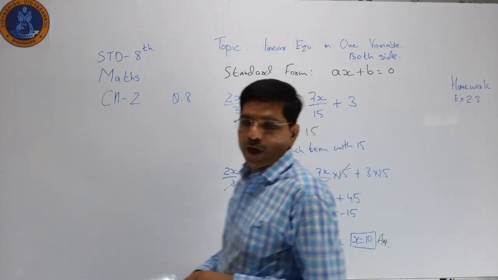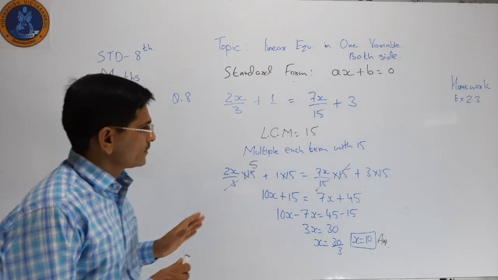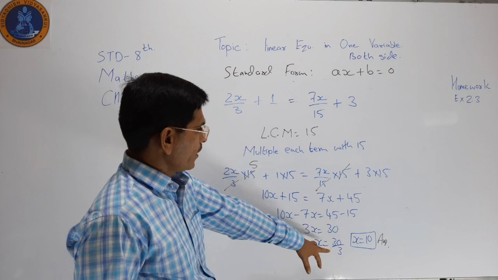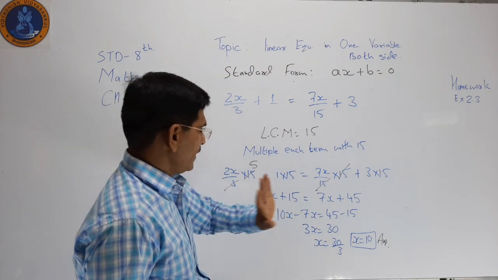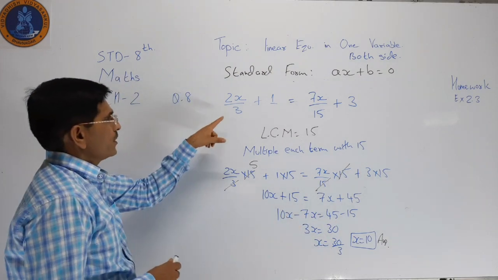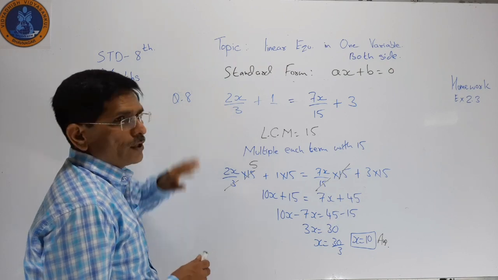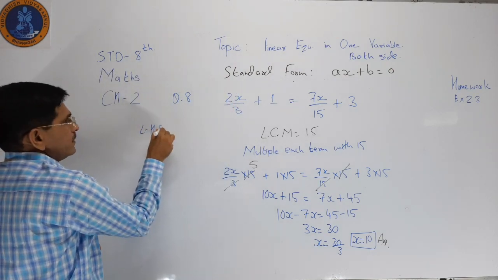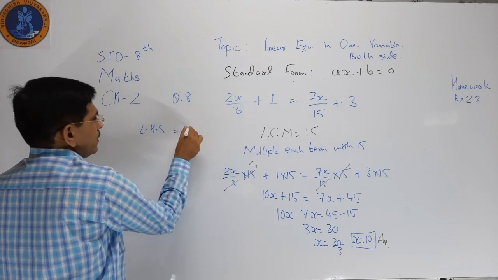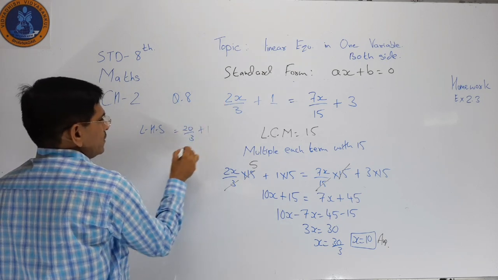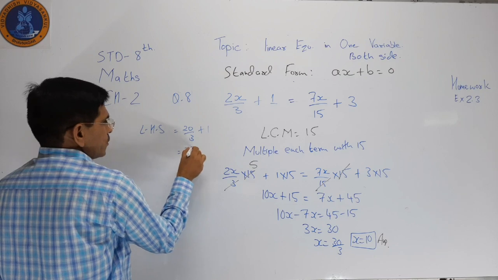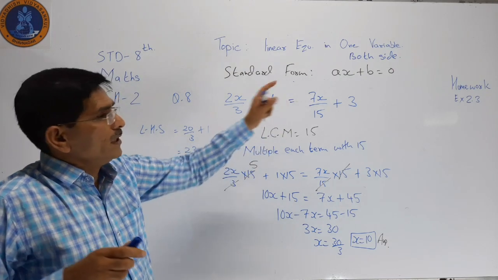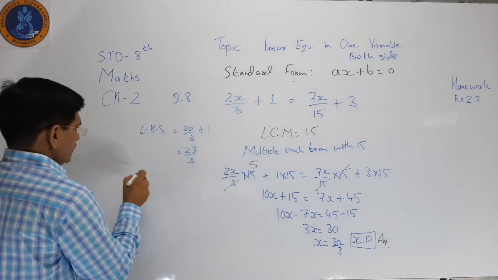So I hope you have written this. Again, see now, what do I have to put? 10 I have to put. So if I put 10 here, 10 2s are 20. So 10 2s on the left hand side is 20 by 3 plus 1. So 3 ones are 3. So 23 by 3.